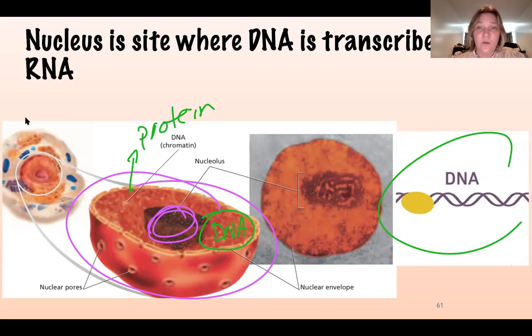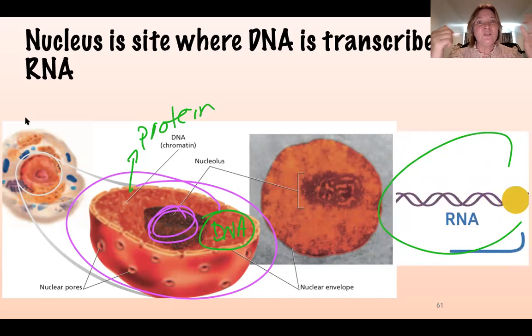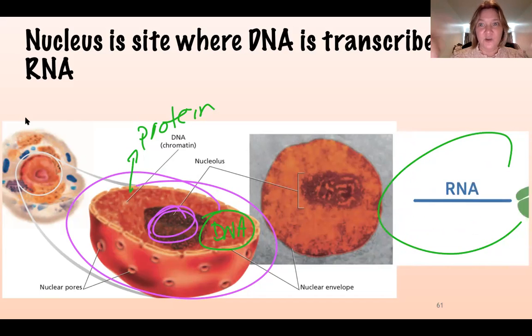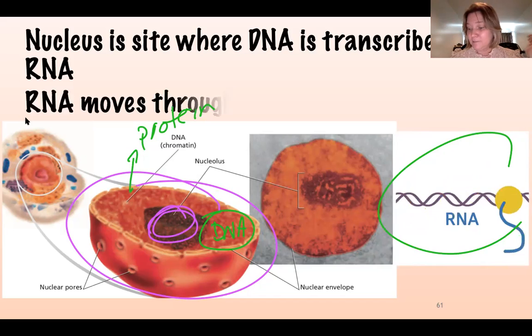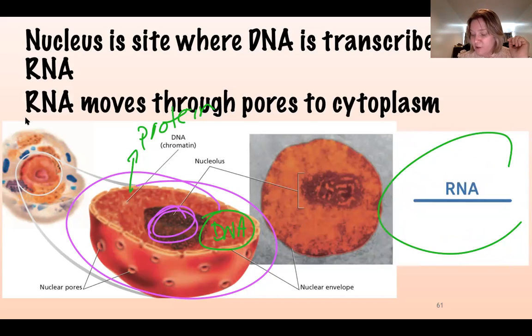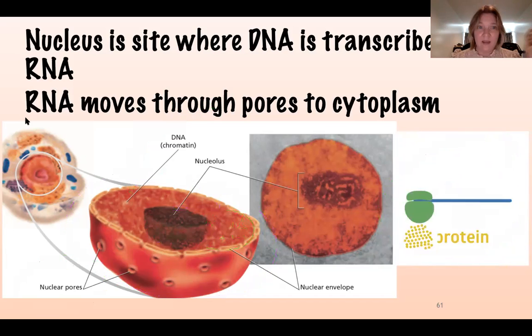So the nucleus is where we transcribe. The word transcribe, again, is a regular English word, that just means to copy down. So if someone was transcribing what I'm saying right now, they would just be writing down what I'm saying. That's transcribe, or transcription, same thing. So RNA can then move through the nuclear pores to the cytoplasm where the proteins are made.